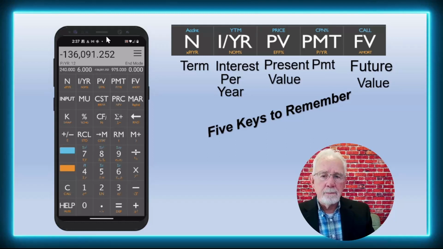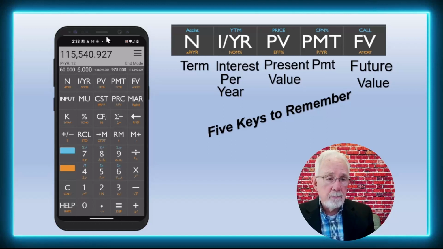So you can see how you can move all of these variables around and solve for the one that you want. Now, let's say that right now we haven't done anything with the future value. So let's say, well, a $136,000 mortgage, payment's $975 a month. What would we owe in 5 years? So future value, we haven't used that yet, so let's just put 5 years in. 5 years is 60 months, so 60 in, future value, you would owe $115,540.92.